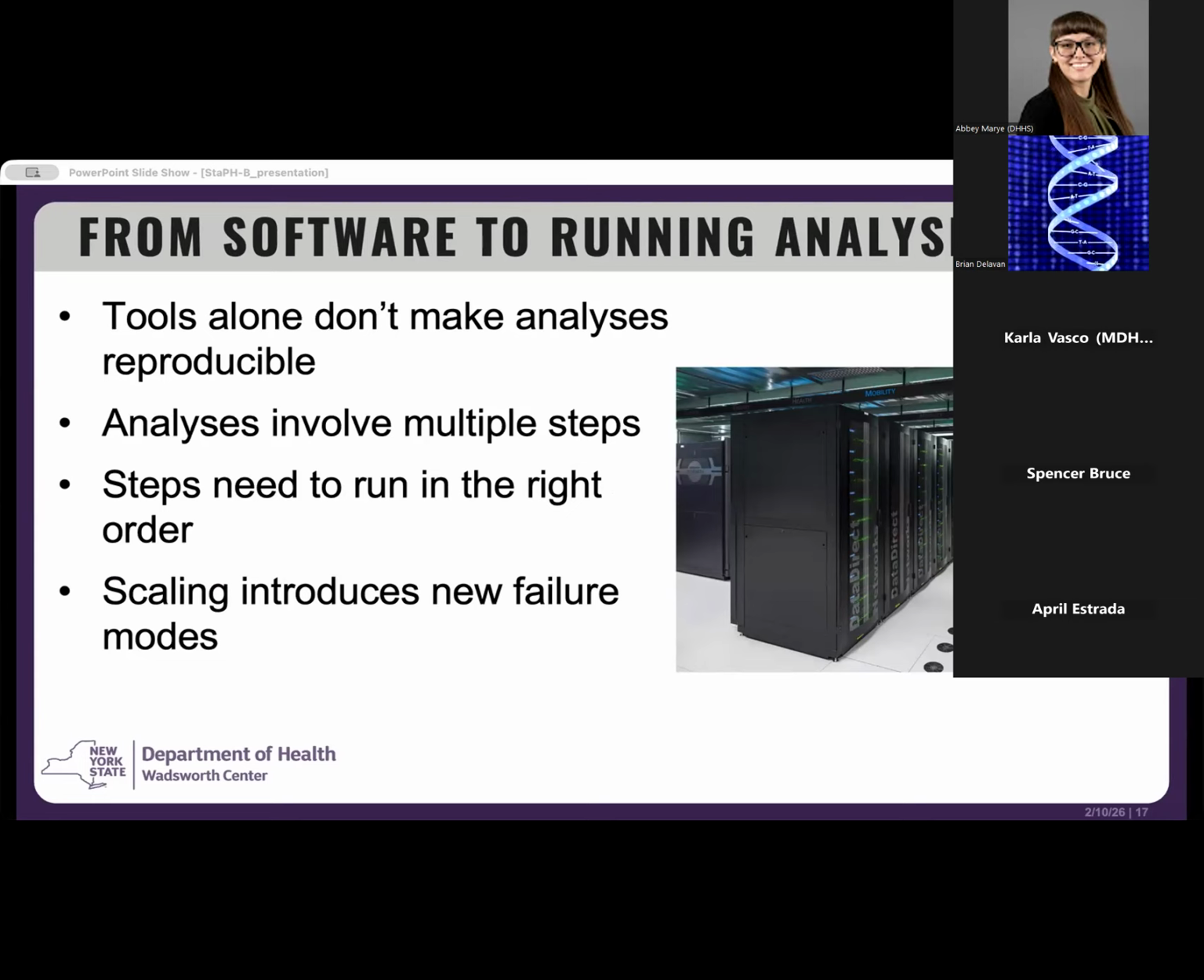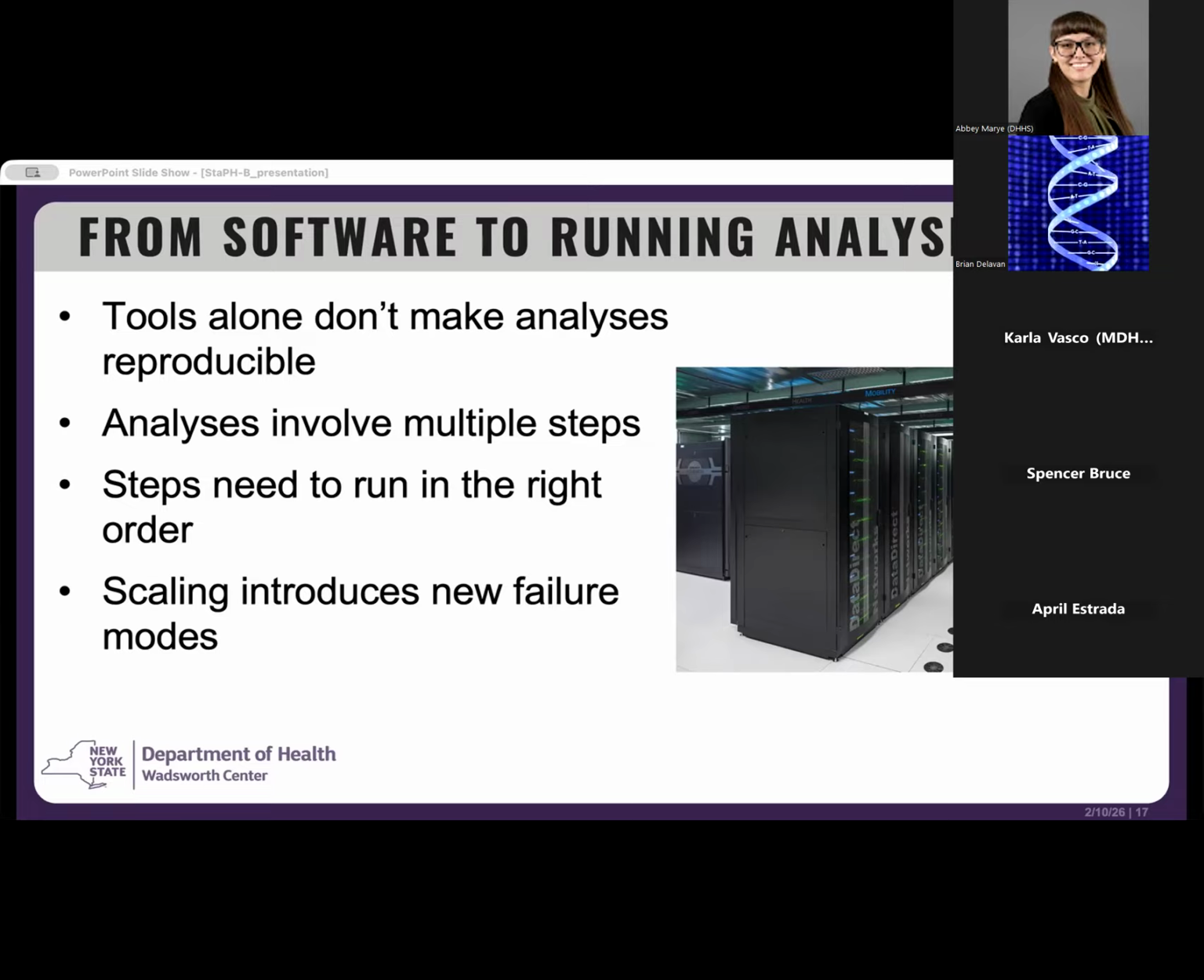So up until now, we've been talking about software, how to install it, isolate it, and make it reproducible, right? But software alone doesn't actually give us reproducible analyses. Even if everyone is using the same exact tool and version, that doesn't guarantee the analysis itself is reproducible, right? It also depends on how these tools are used and connected.